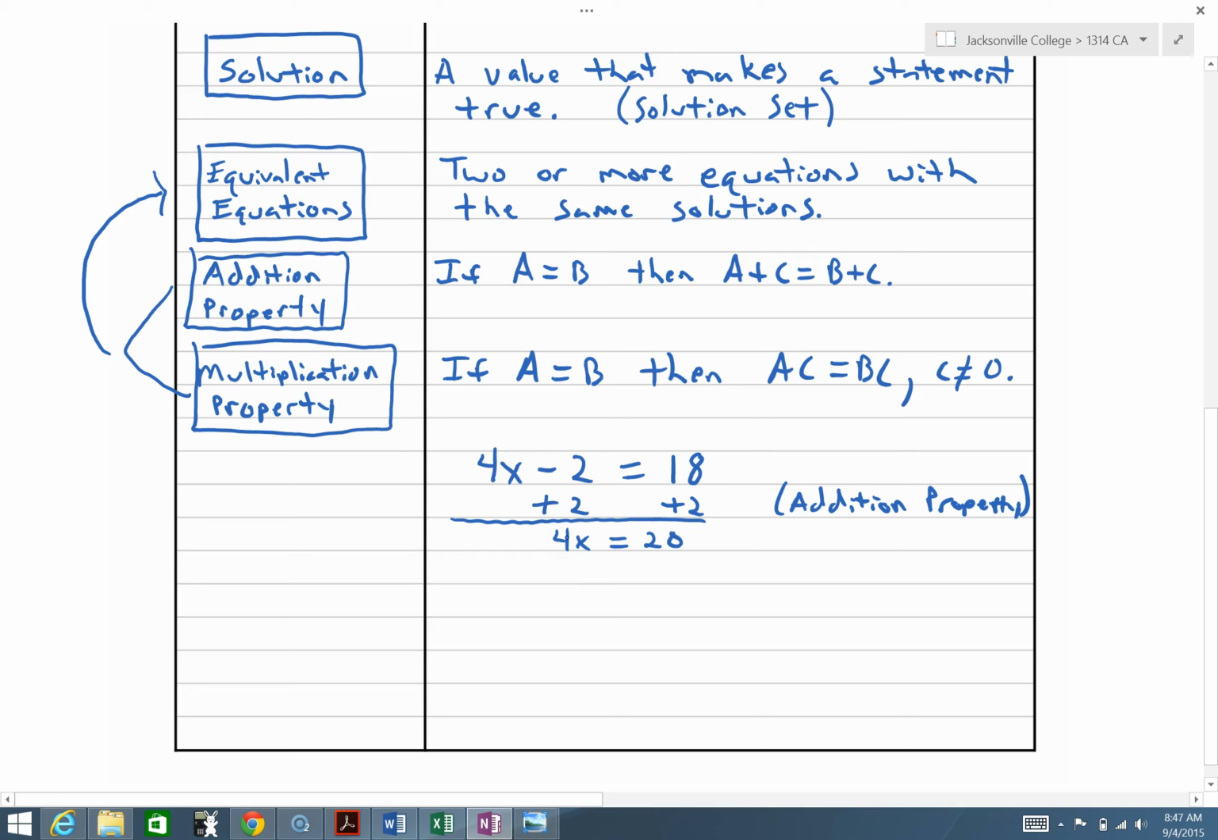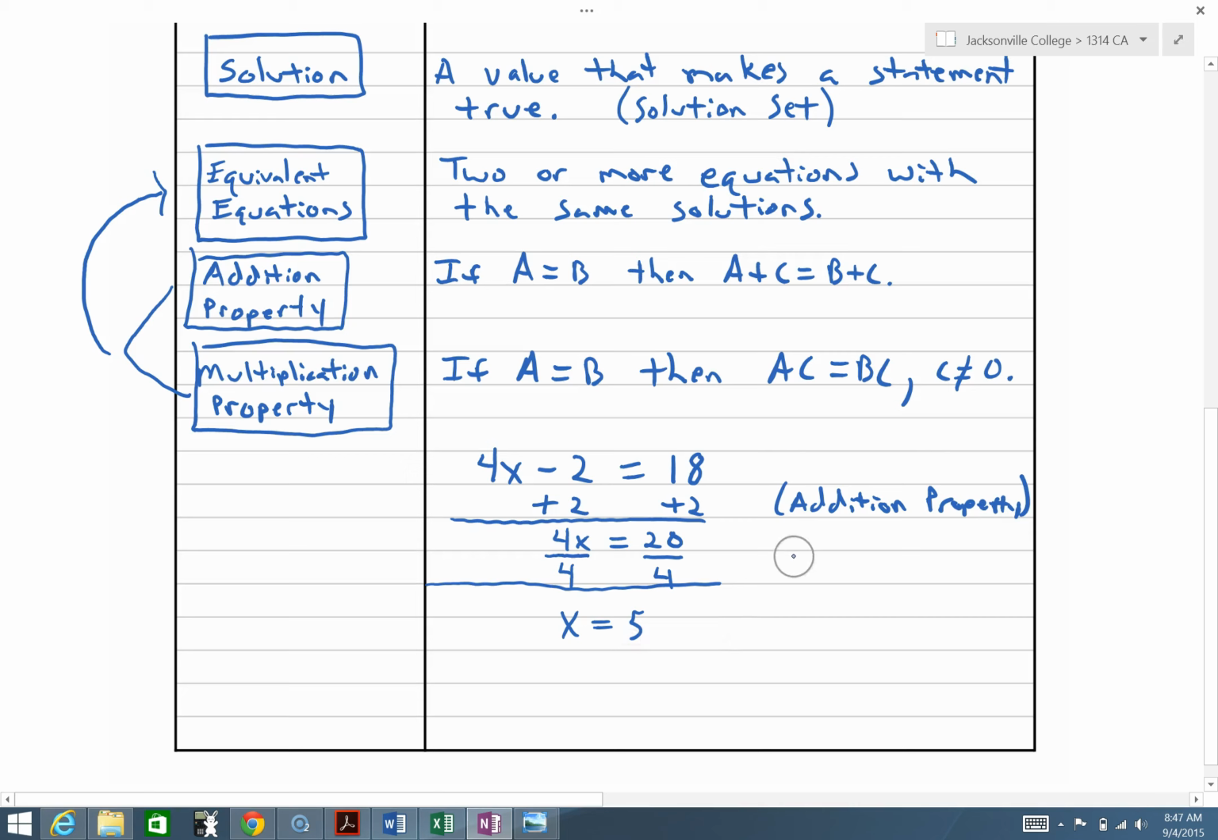Now, I want to get this x by itself. I can divide by 4, all right? Dividing by 4 on both sides. When I do, 4 divides 4 to leave x, and 20 divided by 4, that is 5.